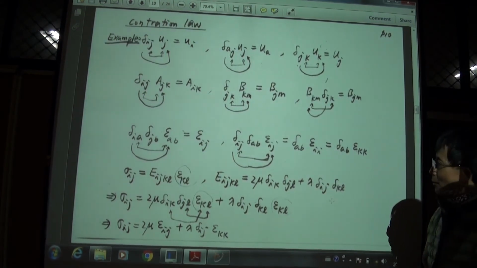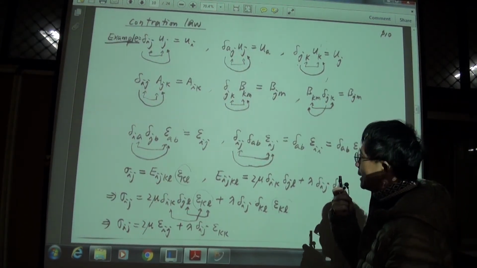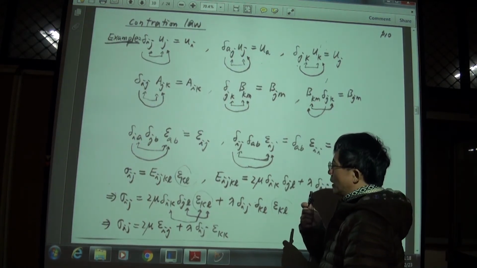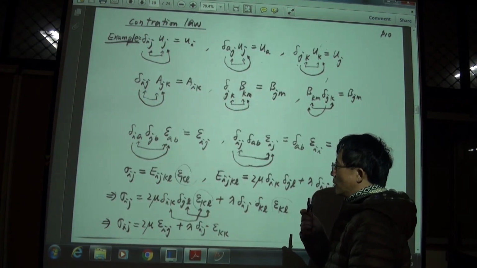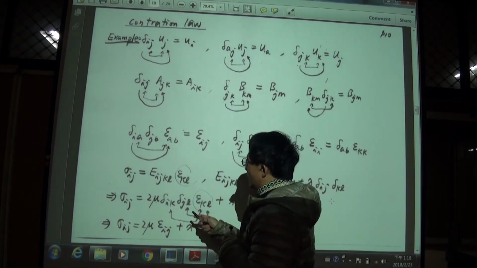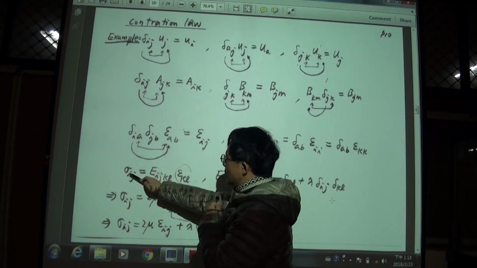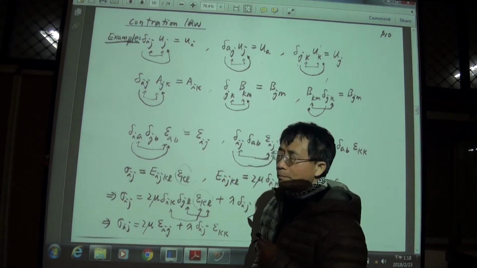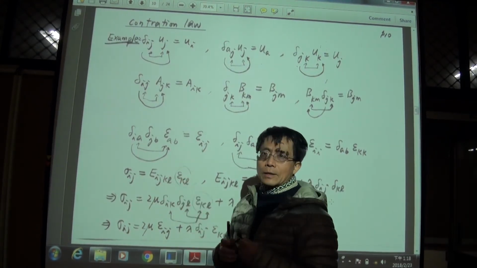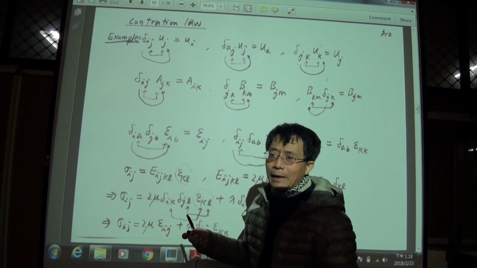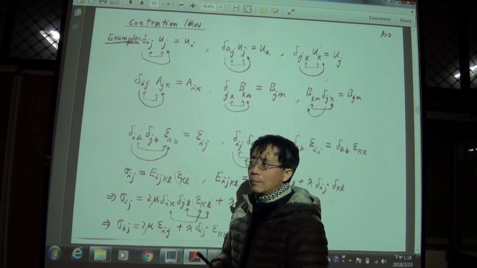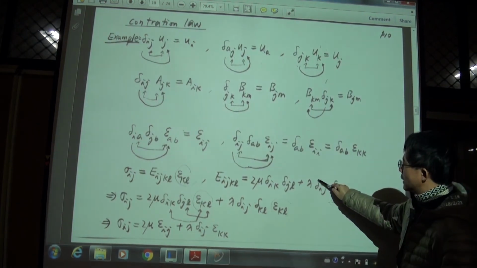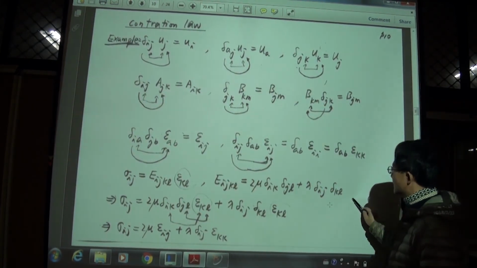Now we apply this to a new form of the generalized Hooke's law. We write the stress-strain relation like this: sigma_ij equals E_ijkl epsilon_kl. Here, this is the matrix of the material constants. And then the expression of E_ijkl is like this.